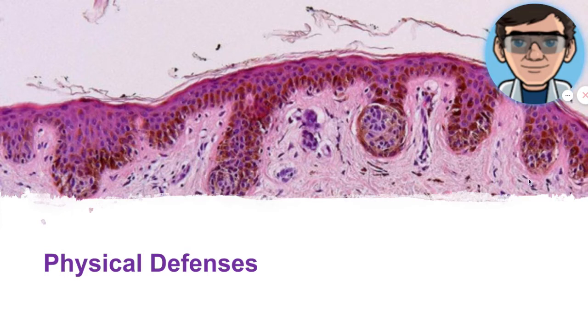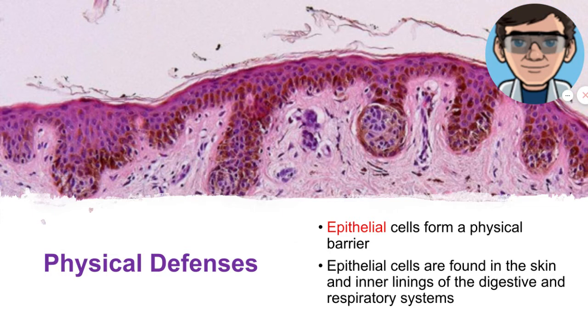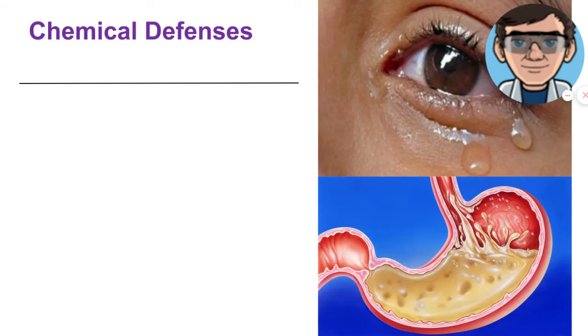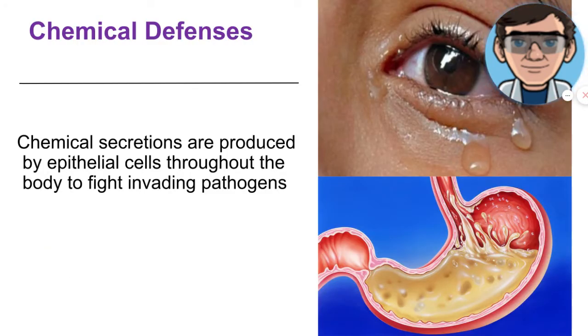is your physical defences. So this is a picture of some cells. The tightly bunched cells at the top are called epithelial cells, and they form a physical barrier. The epithelial cells are the lining of your skin, also the inner lining of your digestive system or your respiratory system. So they cause an actual physical barrier to prevent pathogens from infecting your inner body. You also get chemical defences. So these are chemical secretions that are produced by epithelial cells, and again, they destroy pathogens.